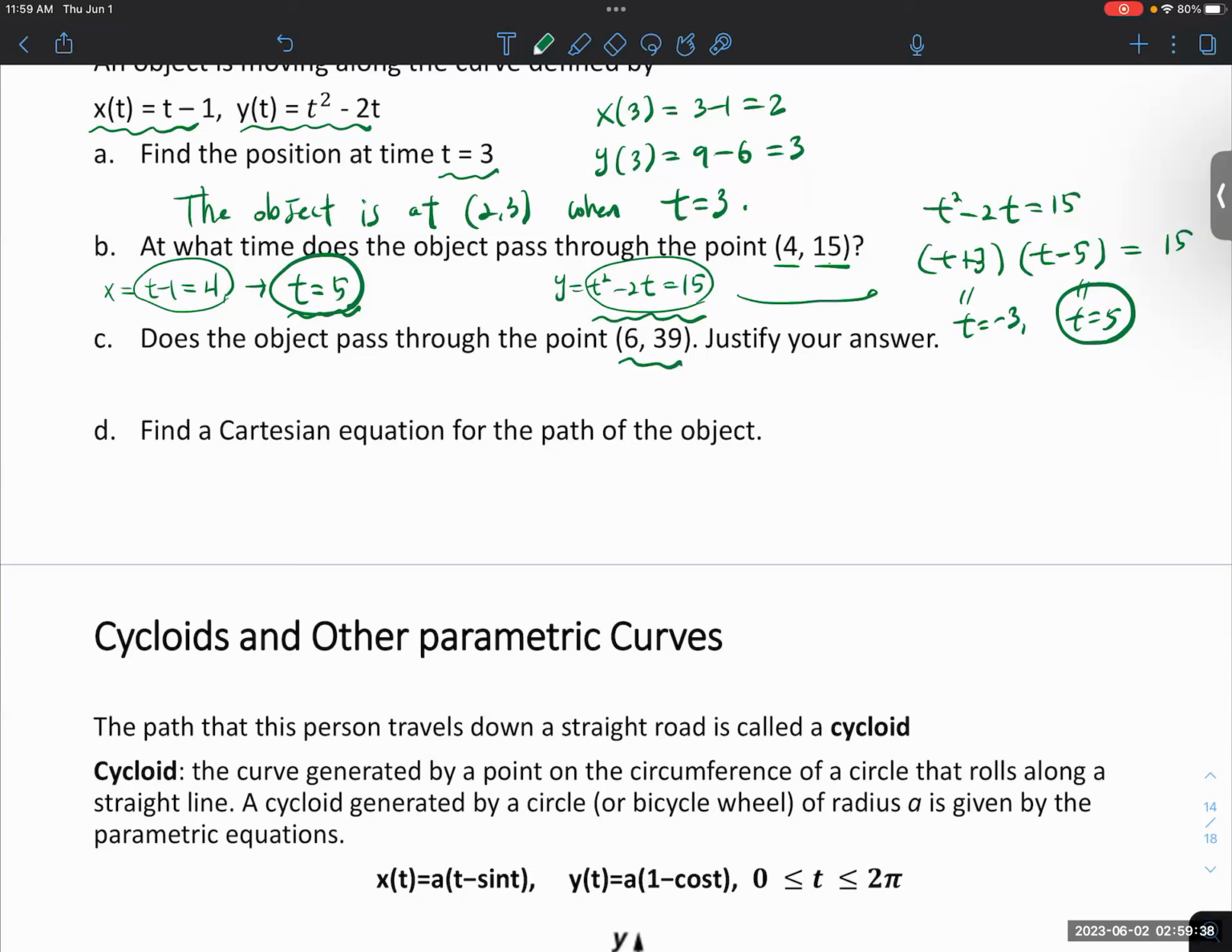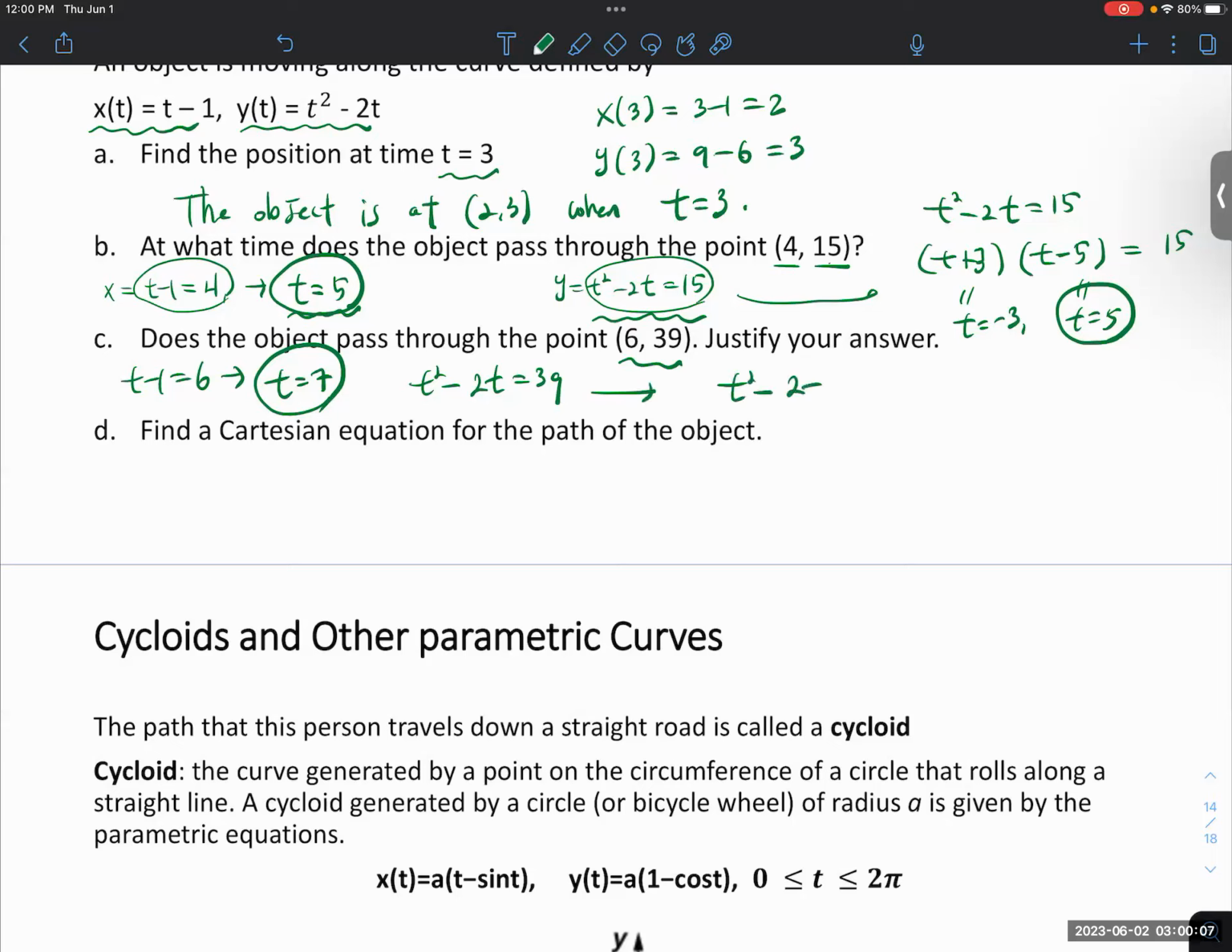So we're going to solve it. x equal to 6, so t minus 1 equal to 6, and then t squared minus 2t equal to 39. We're going to check. For the first one, this is going to be t equal to 7. So when t equal to 7, x is going to be 6. It's possible. How about the second one?